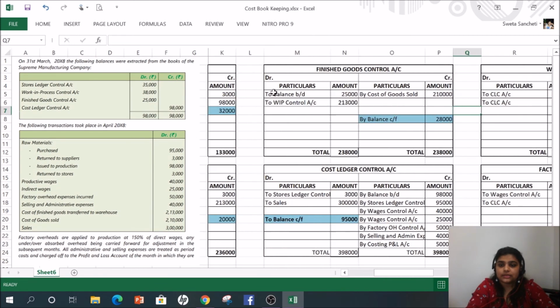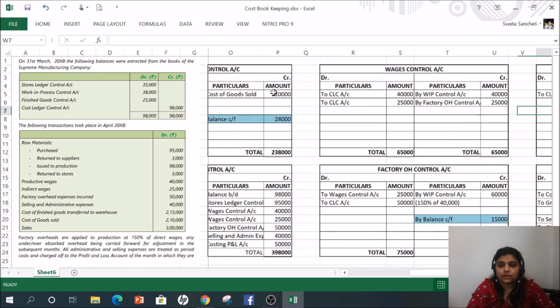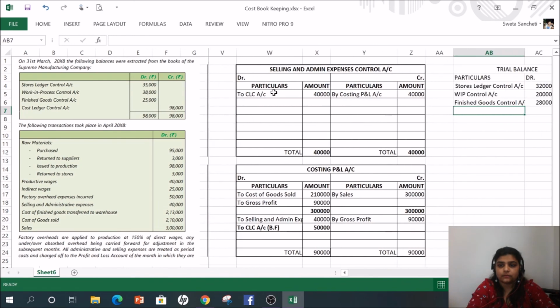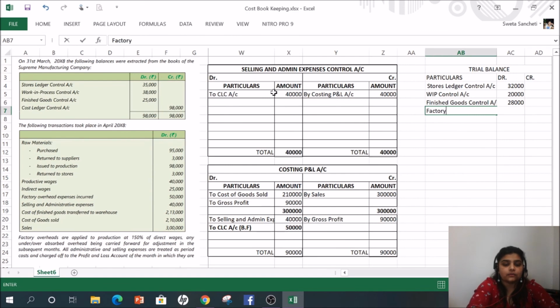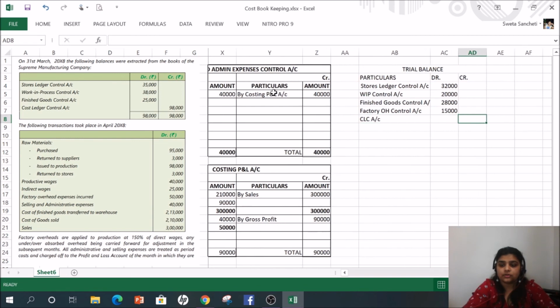Finished goods is done. CLC 95,000 and factory overheads 15,000. Factory overheads control account 15,000, and we have CLC account, that is cost ledger control account 95,000. Let us see, 95, 95, our trial balance matches. This is our trial balance.